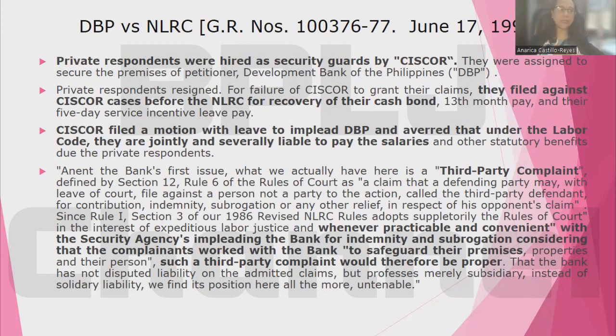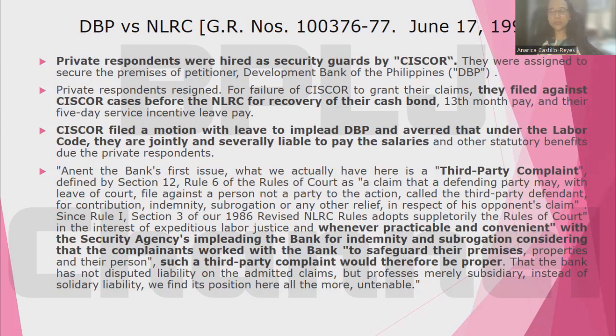Okay, the purpose of a third-party complaint is to adjudicate in the same case all matters related to the controversy, in order to avoid multiplicity of suits. We have the case of DBP versus NLRC. So in this case, private respondents were hired as security guards by CISCOR. They were hired for the purpose of securing the premises of DBP. However, the respondents resigned.